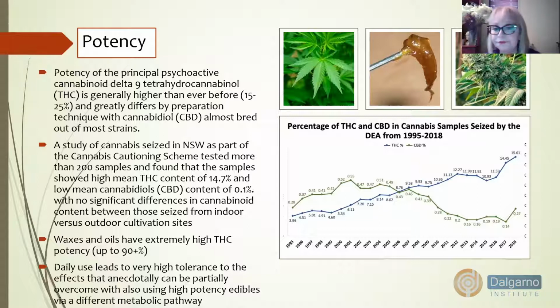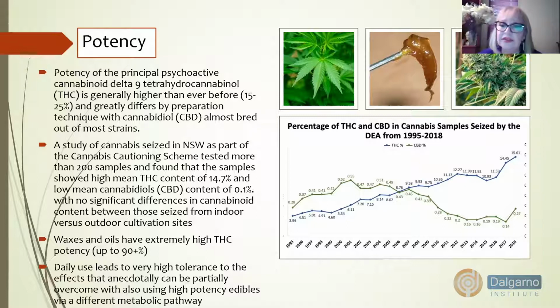You can see there a graph from the DEA in the US, and you can see from the mid-90s how much the average potency of the plant has changed. In my former centre, we funded a study of cannabis seized in New South Wales as part of the cannabis cautioning scheme, and we tested more than 200 samples and found on average a high mean THC content, consistent with the US, of almost 15% and almost no CBD.